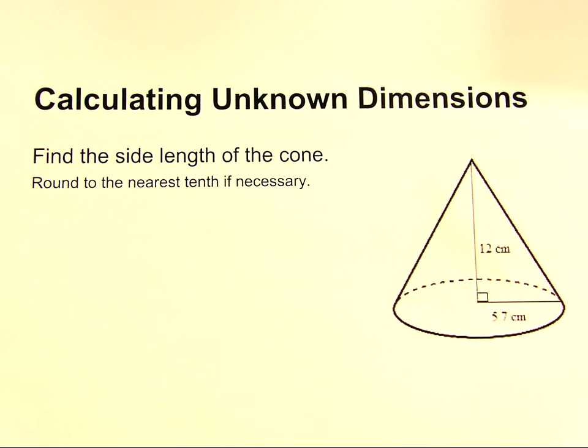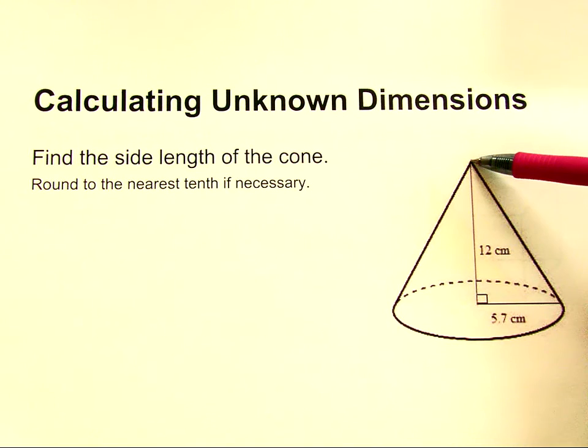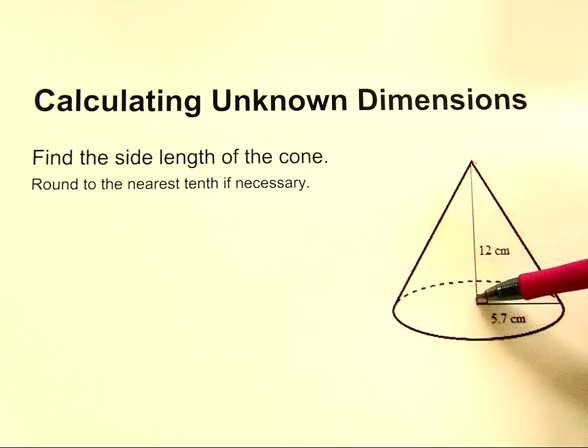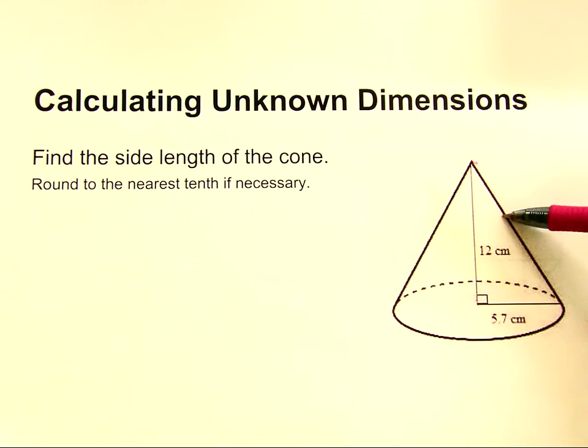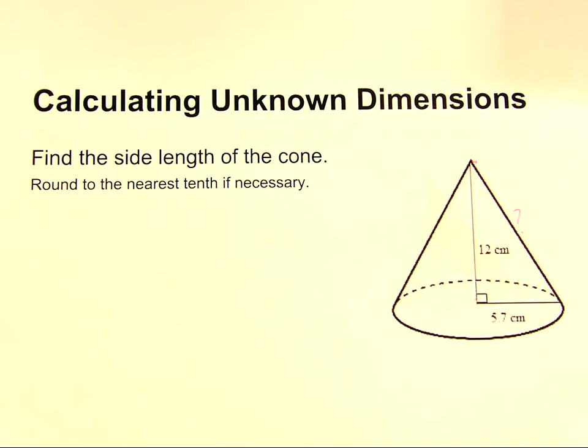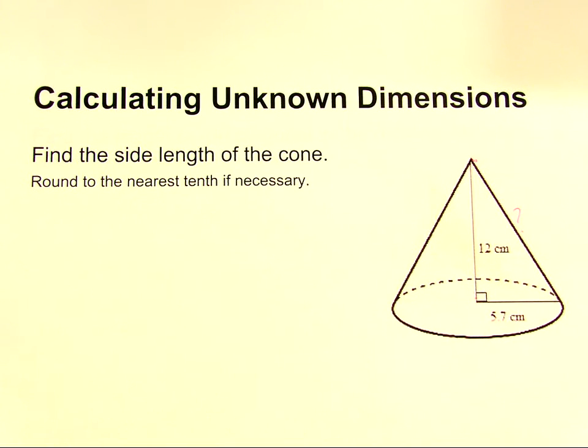Okay, so find the side length of the cone. So the side length of a cone is from the top here down to the bottom. This is called the height, that straight vertical distance from the center to the top. Side length is that outside edge. So this is what we're trying to find here. So why don't you pause the video and try this one first.